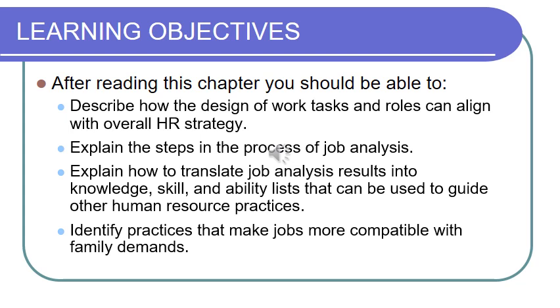Because people in organizations have jobs and they have their roles, and as we discussed in previous chapters, roles include tasks and tasks include activities. So we expect that an organization needs to analyze roles and tasks, analyze jobs, in order to make them aligned with HR strategies. And then explain how to translate job analysis results into knowledge, skill, and ability lists that can be used to guide other human resource practices.